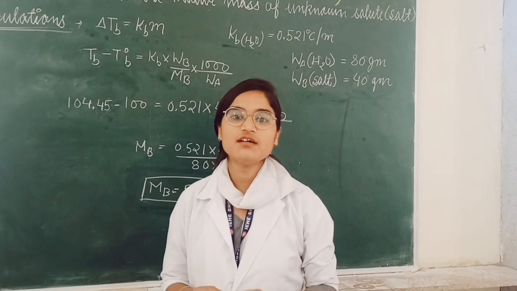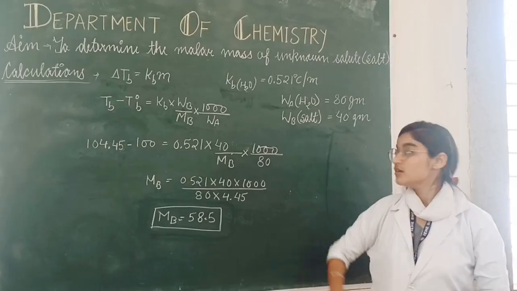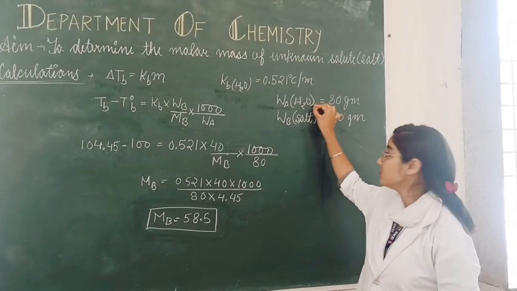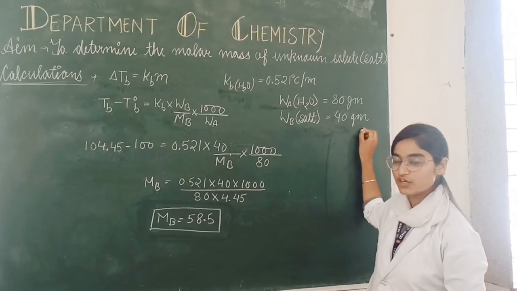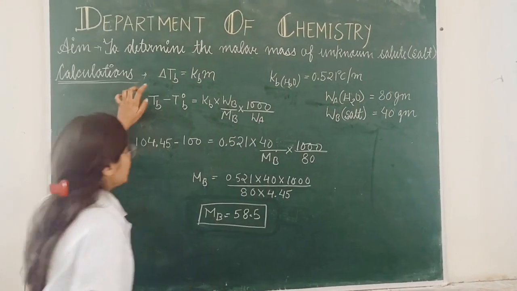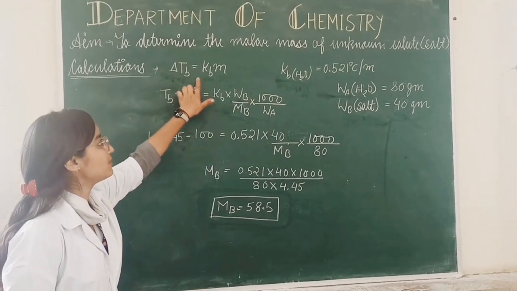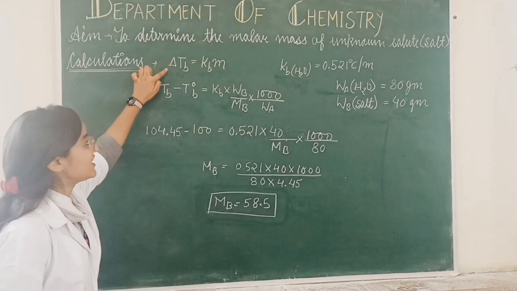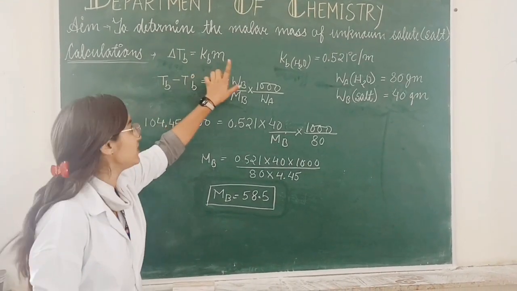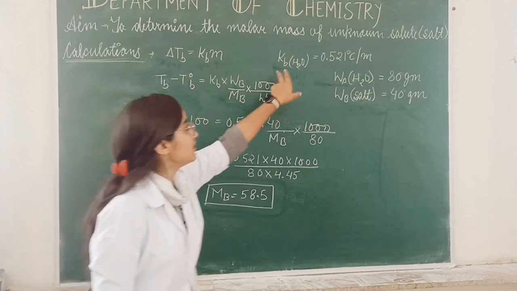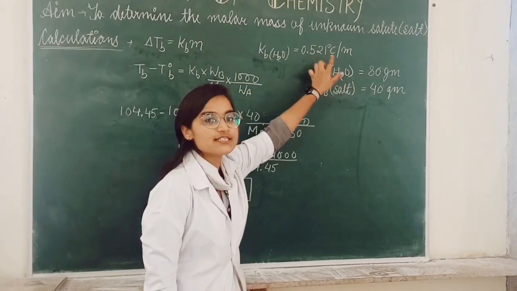To determine the molecular weight, the calculations are as follows. The weight of solvent is 60 gram, and the weight of solute, that is the unknown salt, is 40 gram. Now, using the formula for elevation of boiling point, delta Tb is equal to Kb into m, where delta Tb is the elevation in boiling point, Kb is the ebullioscopic constant, and m is the molality. Now, Kb of water is 0.52 degrees Celsius per mole.